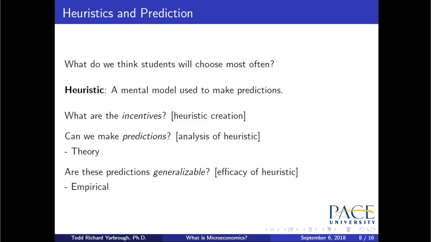When we say what a heuristic is, we mean it's a mental model that we use to make predictions. We think about what we think will occur, and then we make predictions based upon that. In a sense, we're creating a theory. And oftentimes we don't get a chance to test the theory. We just see whether it plays out or not.